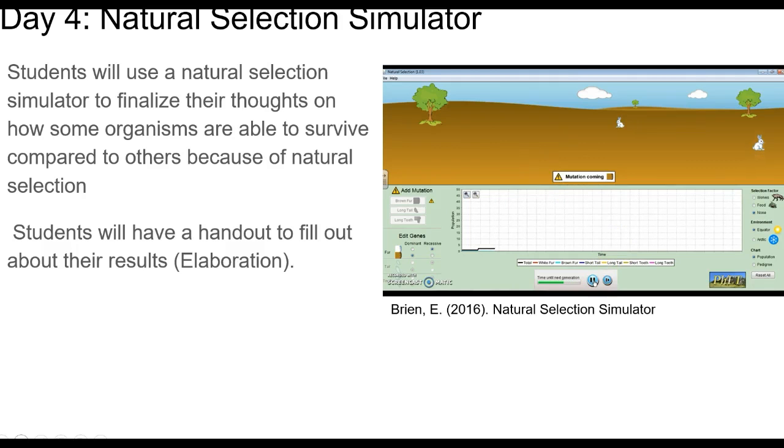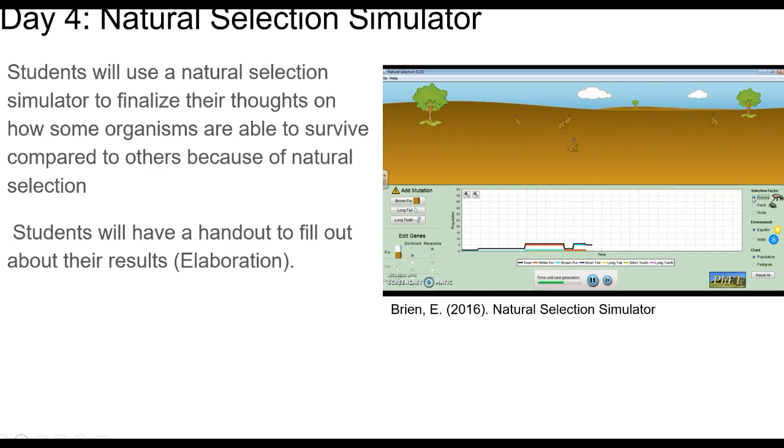It says mutation is coming. And then at the very bottom here it says time until next generation. So now they've reproduced and there's one brown rabbit. I would encourage them to do the wolves, because that's going to show a little bit more of what would really happen in the environment.